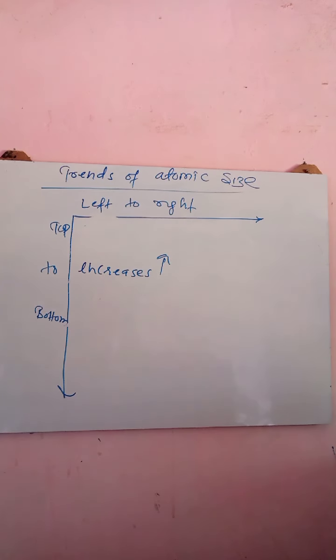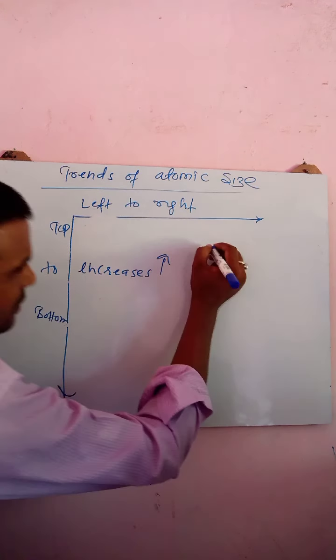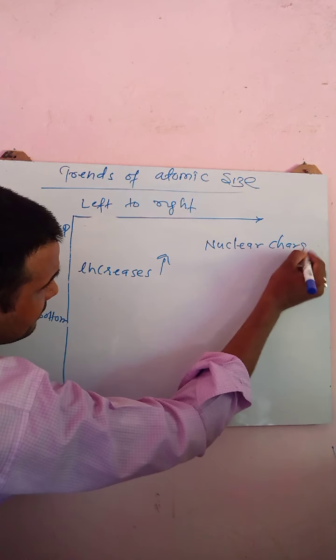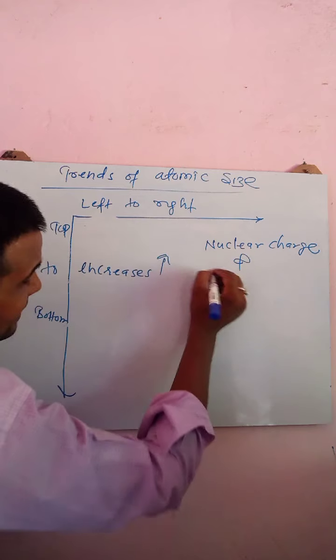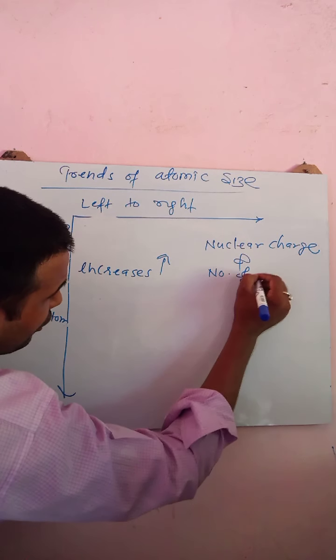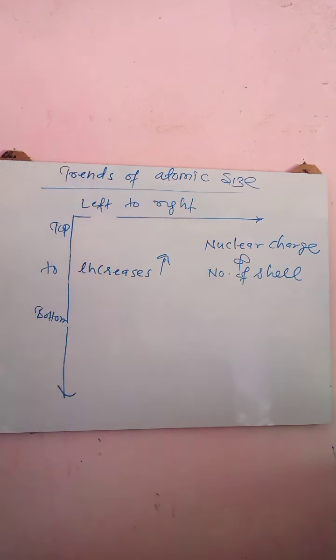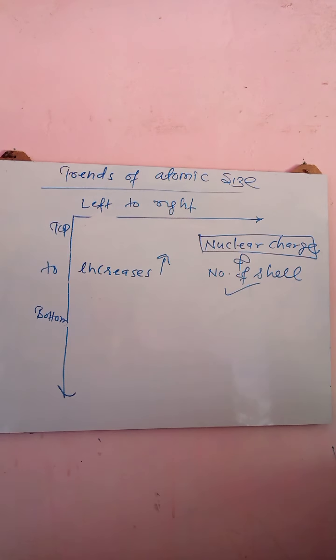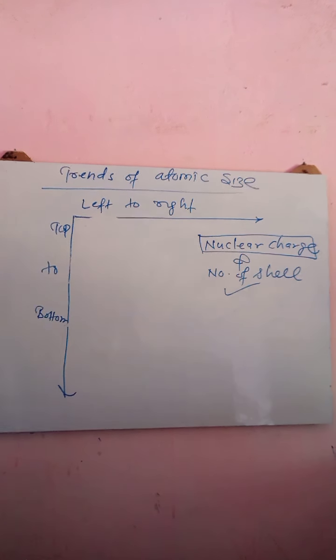Why does atomic size increase? Because it is affected by nuclear charge and number of shells. But if we talk about the effect of nuclear charge, it is dominated by the number of shells. We all know when we move top to bottom in the periodic table, atomic number increases.